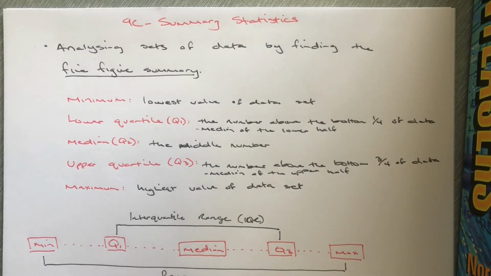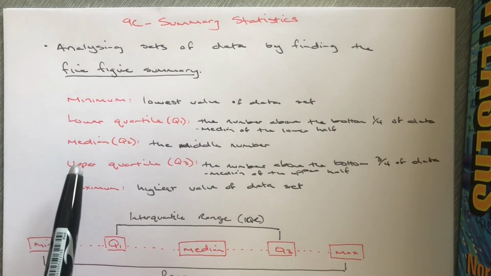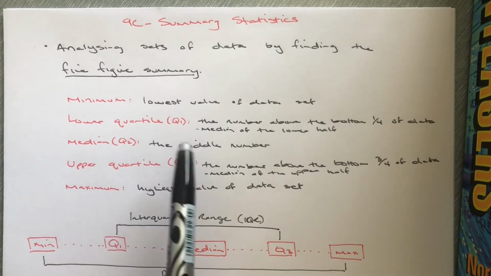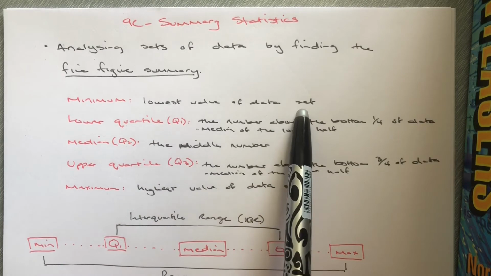As it says there, it sort of summarizes it. So those five different figures are listed just here. We've got the minimum, the lower quartile, the median, the upper quartile, and the maximum. Now I've got written here what each of them are. The minimum is the lowest value in your data set, so the smallest number you can find in your list.